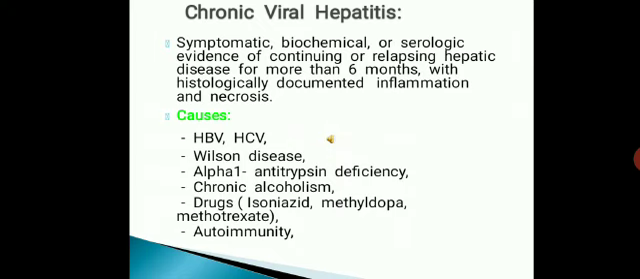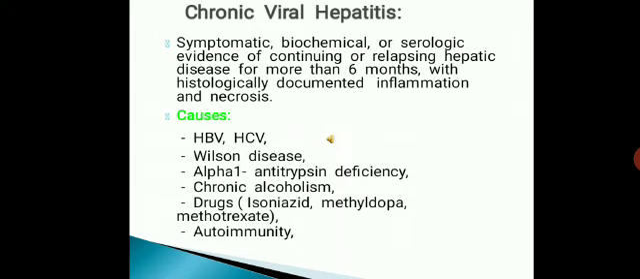Now about chronic viral hepatitis. Chronic state is said to be when the disease is present for more than 6 months. If there is symptomatic, biochemical or serological evidence of continuing or relapsing hepatic disease for more than 6 months with histologically documented inflammation and necrosis, then it is said to be chronic viral hepatitis.